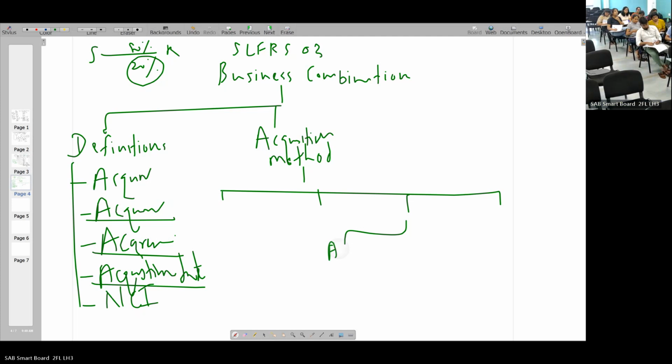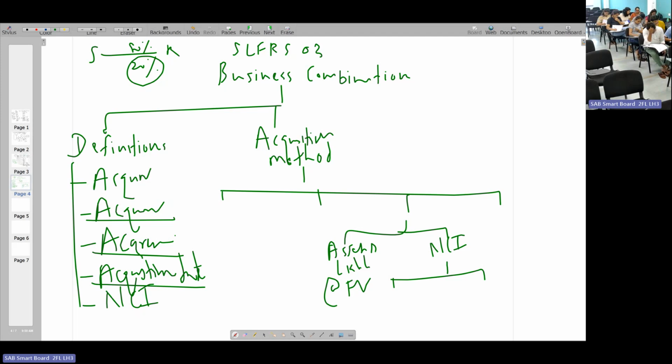Assets and liabilities at fair value. NCI measurement methods, two methods. NCI can be measured in two ways. One, fair value method. Second one, proportionate value of net assets.